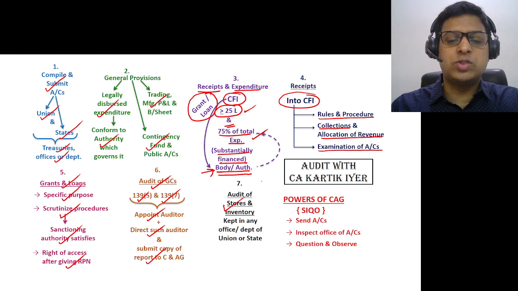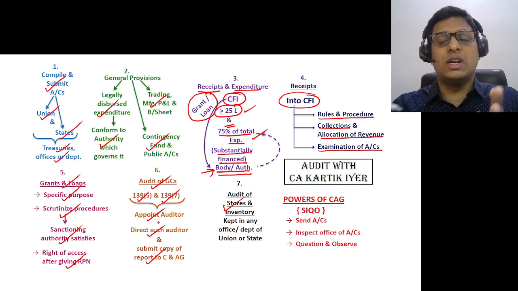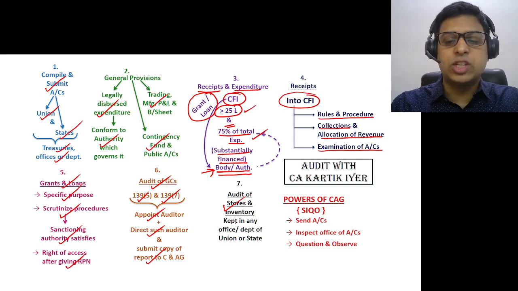Finally, you have audit of stores and inventory. Stores and inventory basically means that if any government department has certain inventory, then the inventory should be kept in an office or a department of the union or state.